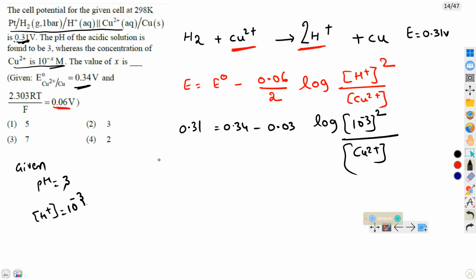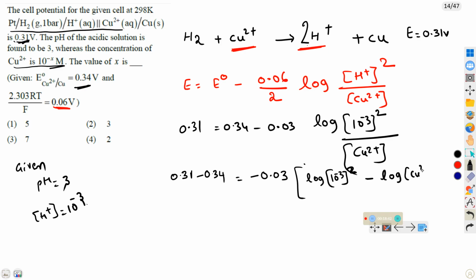Simplify now. 0.31 minus 0.34 is equal to minus 0.03 log A by B, log A minus log B: log of (10 power minus 3) whole square minus log of Cu2+ ion concentration. So here you will get minus 0.03 is equal to minus 0.03 log of (10 power minus 3) whole square.